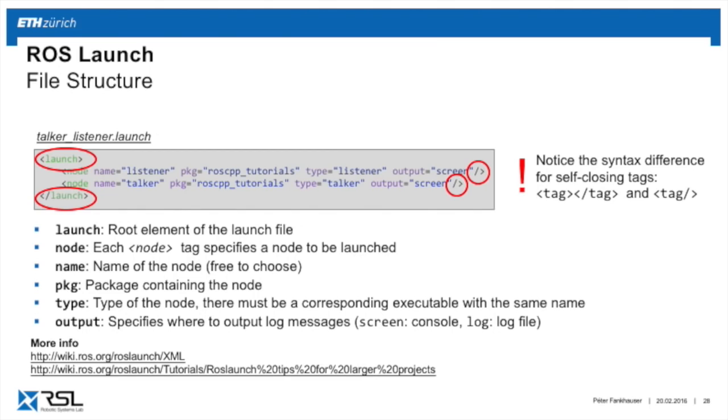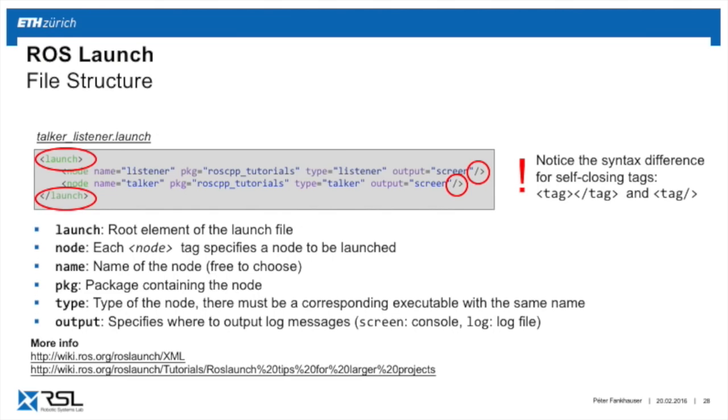And then the pkg, the package name. In this case, it's roscpp_tutorials. And then which executable, the type. In the first one, the listener will be of listener type, and the second one, the talker, is of talker type. The output attribute in the end tells you where to put the information that it provides. In this case, we say screen, which means you print it on a console. But if you want, you could also say log to put it in a log file if you don't have access to that console. It's a convenient tool to debug.